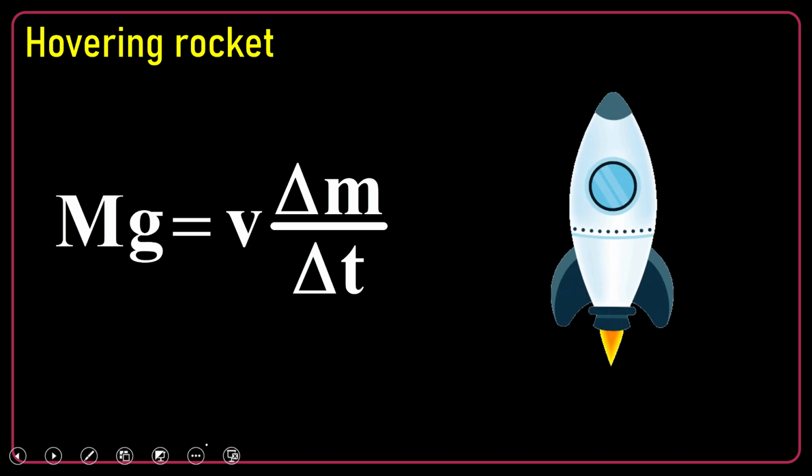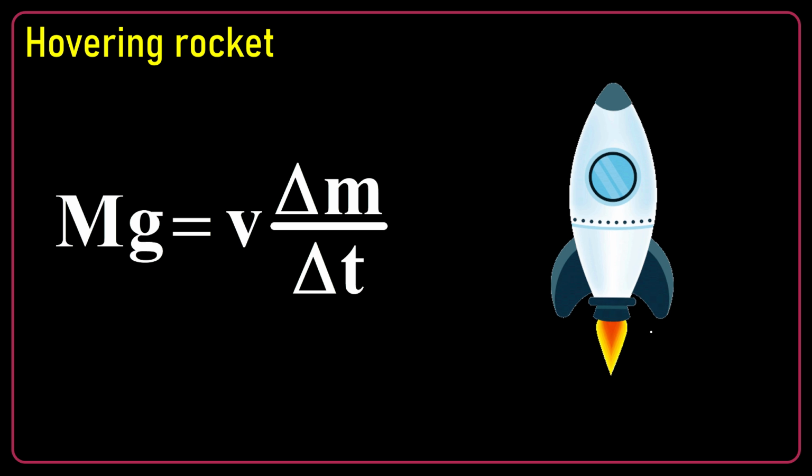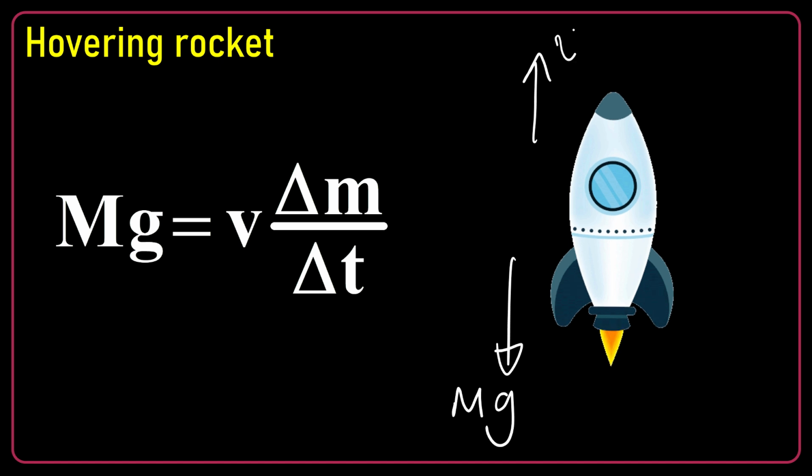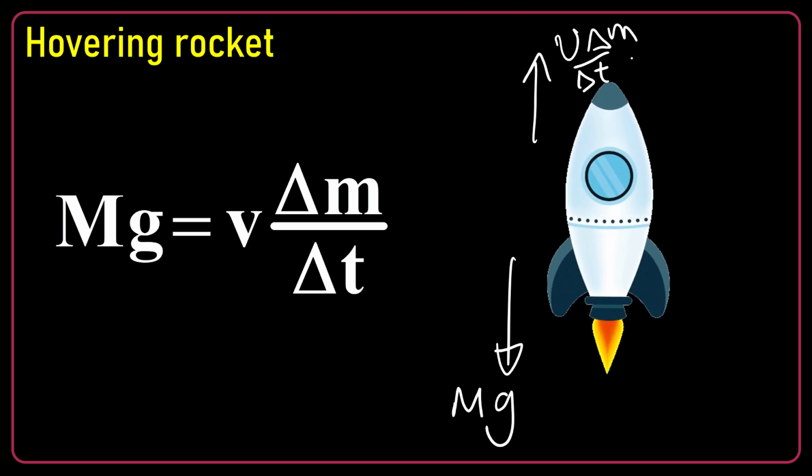For the hovering rocket, we have the same thing. Let's say the rocket is hovering. It tries to lift up, but it's suspended in the air. So downward force of mg is cancelled by the reaction force of v delta m over delta t. That's all. The rocket is hovering. It can't accelerate, it won't ascend and won't descend. It will suspend in the air.